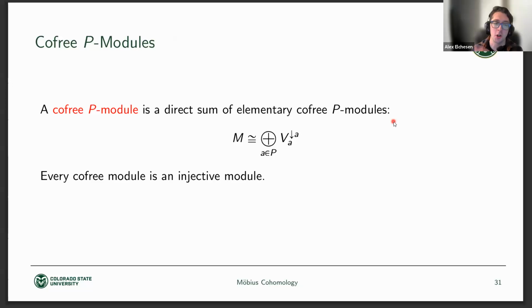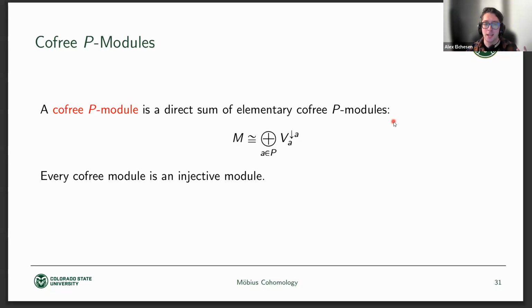And then those are elementary, and a co-free module is just a direct sum of these elementary ones. At each point A, you might take a different vector space and put a copy of that vector space at every point below A, but then at B, you might take a different vector space, V sub B, and take a direct sum of all those modules. Those are called co-free modules. And every co-free module is an injective module in the category of P modules. That's part of the reason we were able to use them to construct our derived functors.